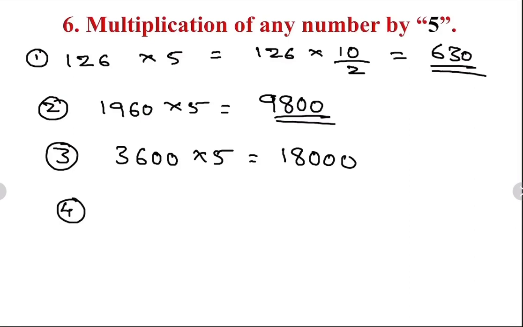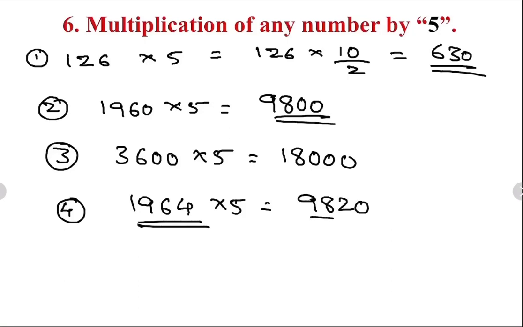If you go with another example, 1964 is multiplied with 5. Then half of 1964, 982, into 10. So 982, keep 0.